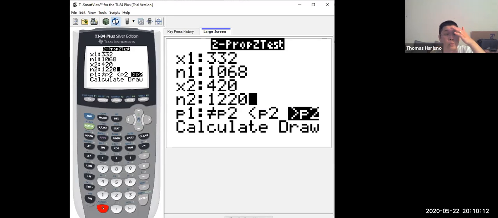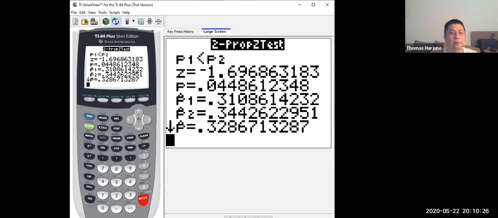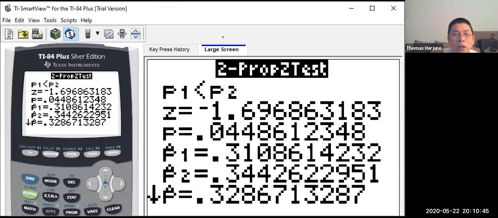And then I want to test the claim. We look at the alternate hypothesis that P2 is greater, more female, right? Boom. And then copy. Now compare the Z-score you get here with the Z-score I got earlier. That's my Z-score. The Z-score I got earlier is negative 1.69682.